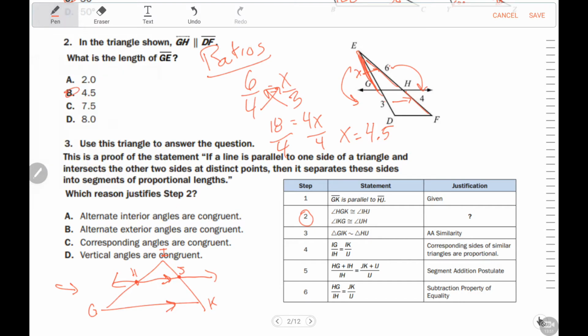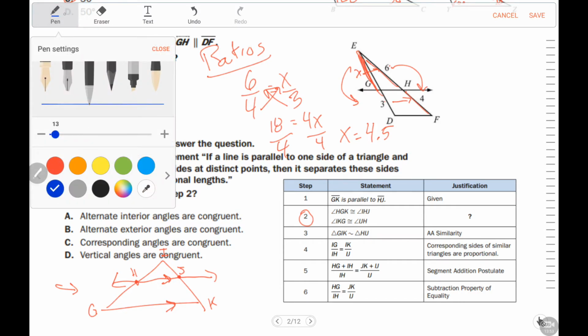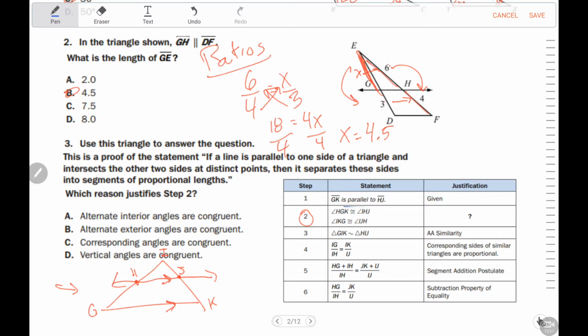So what is happening here, though, is very simple. If you look, angle HGK, H to G to K, this angle, remember your vertex is in the middle, is congruent to IHJ, right there, saying those are congruent. Then IKG, right here, is congruent to IJH, this one.